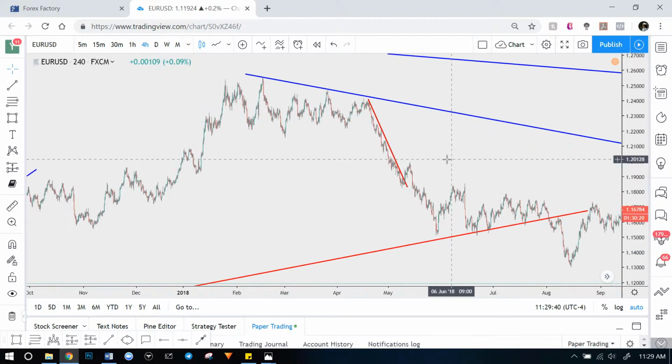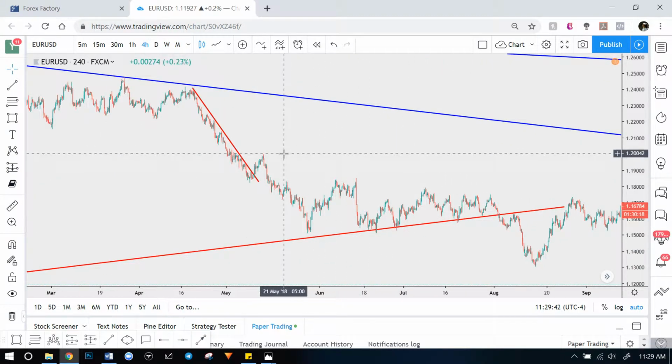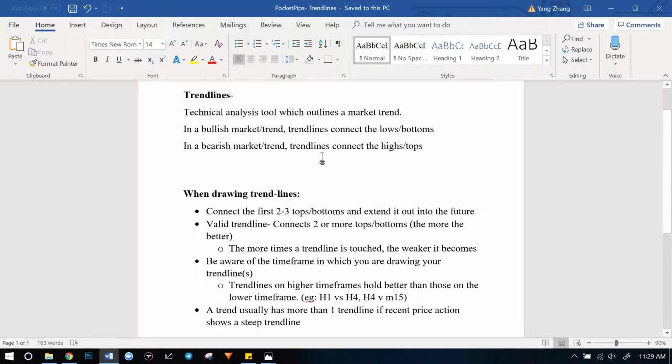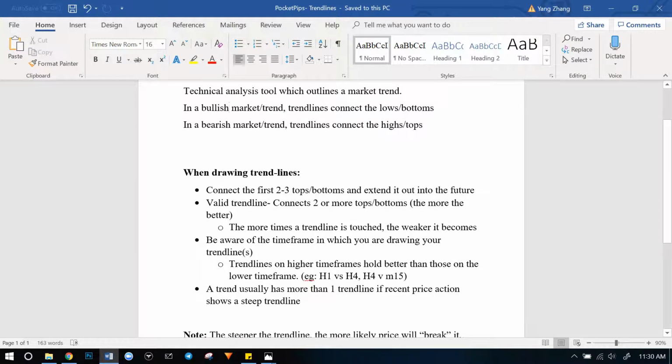Alright, so that's it for this video. Let's go on a recap of what we just went over. So recap, trend lines: it is a simple technical analysis tool which outlines a market trend. I don't know how else to put it for you. In a bullish market, with trend lines, you connect the lows or bottoms, and vice versa. In a bear market, you would connect your trend lines from the tops.